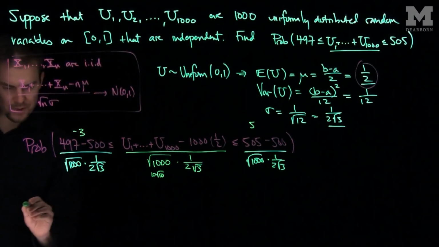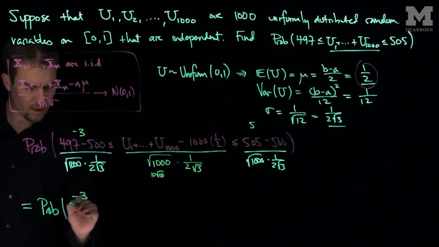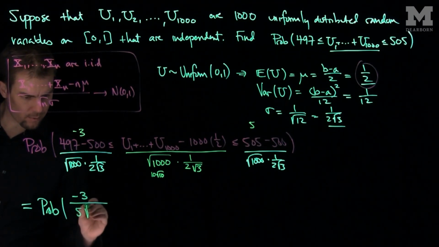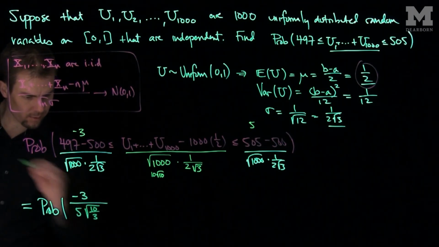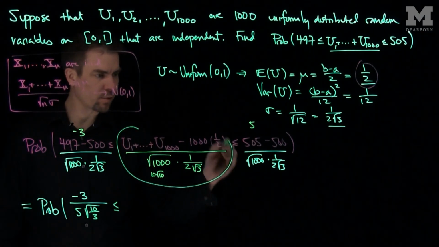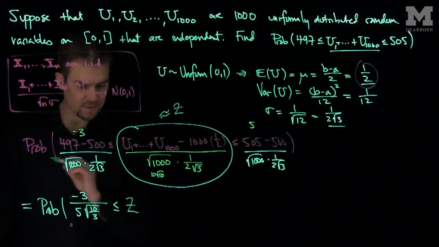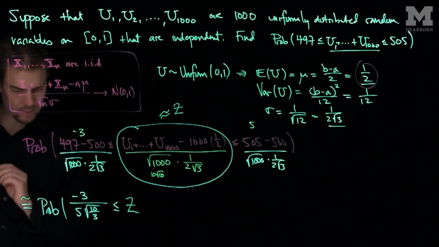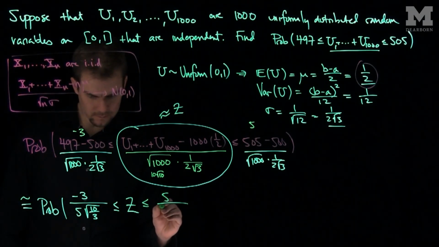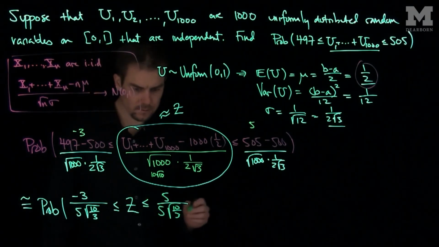And if we simplify this, we see that it becomes the probability of -3 over 5 root 10 over 3, less than or equal to this whole random variable, which is now approximately a random variable Z, which is normal. So we're going to approximate this with a normal. So this is an approximate probability, less than or equal to 5 over 5 root 10 over 3.